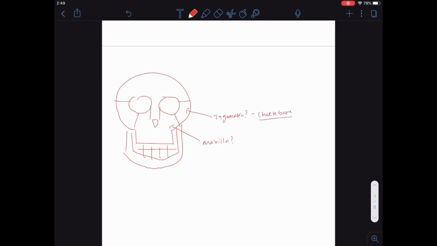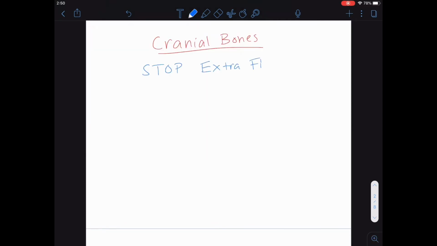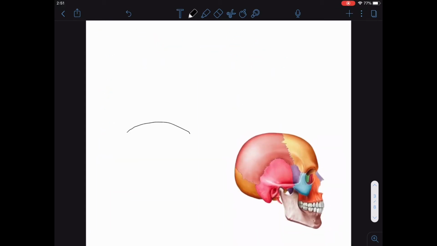Starting off with the cranial bones, a mnemonic you can use for these bones is stop, extra, flight. So S is sphenoid, T is temporal, O is occipital, P is parietal, E from extra is ethmoid, and F from flight is frontal. So stop, extra, flight. You can draw out a skull to help you know where they are. You can also use an image.